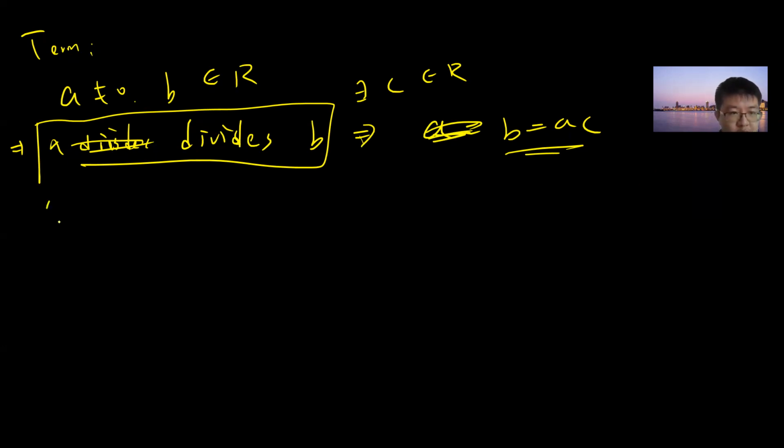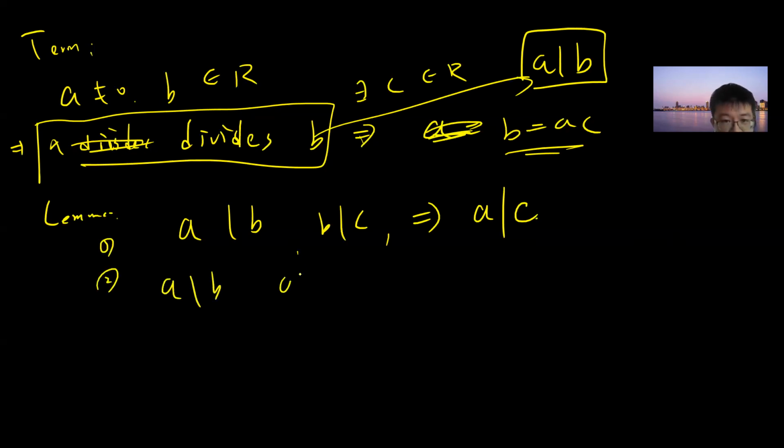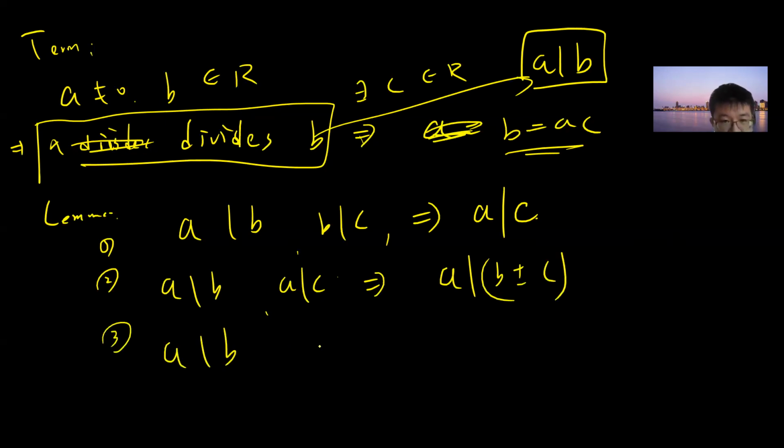Okay, so lemma. Sorry, the lemma is trivial. I like to use A divides B as a notation. So it means that B is a multiple of A. So a simple lemma: A divides B and B divides C implies that A divides C. Second, if A divides B and A divides C, it is easy to prove that A divides B ± C. Third, if A divides B, then A divides BX for any X belonging to the ring. The proofs are trivial, so leave them as an exercise.